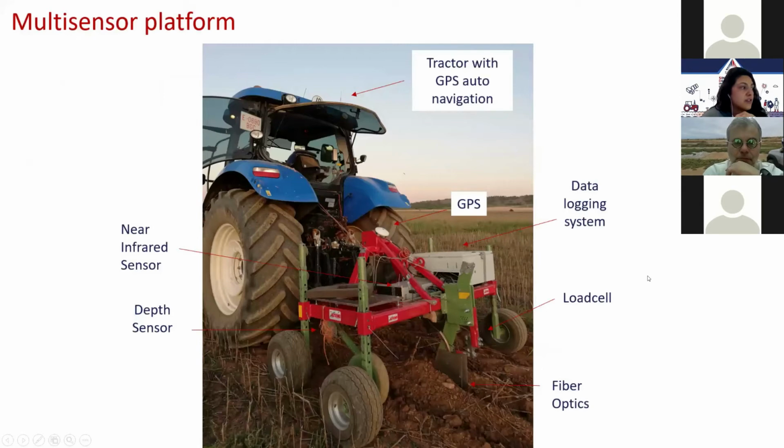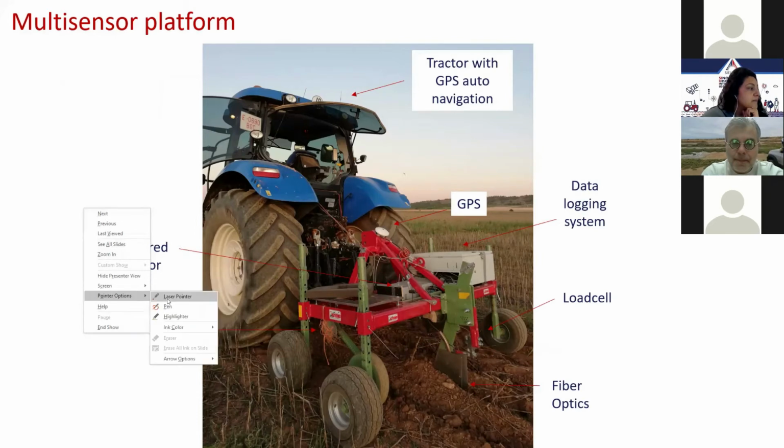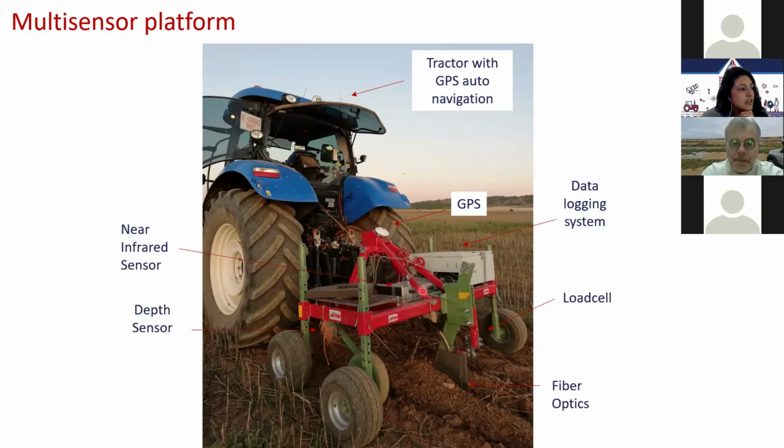Great, so this is the multi-sensor platform. Our multi-sensor platform is composed of the structure, but it has three main sensors, which are the near-infrared sensor, located on the top of the multi-sensor platform, but also a fiber optic. This fiber optic goes inside the topsoil. It measures about 15 to 20 centimeters, and it has a subsoiler, which makes a trench while it travels along the field. The multi-sensor platform also has a load cell sensor here and a depth sensor attached to this wheel.